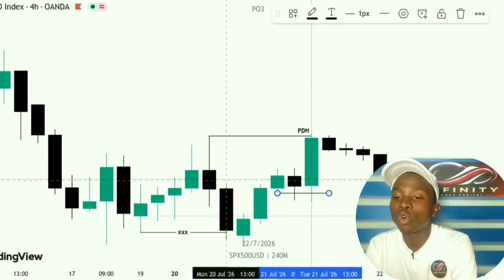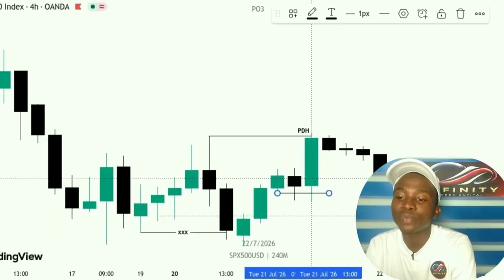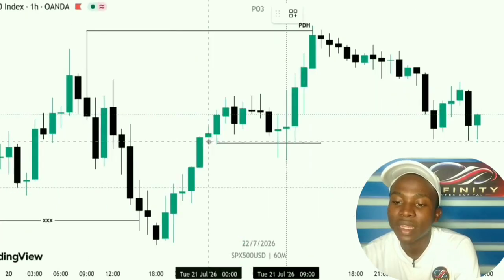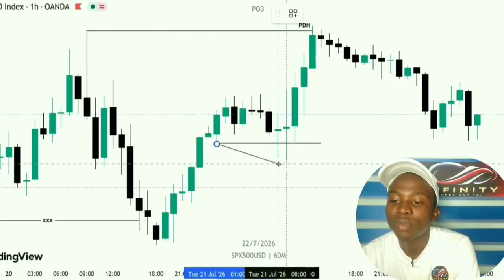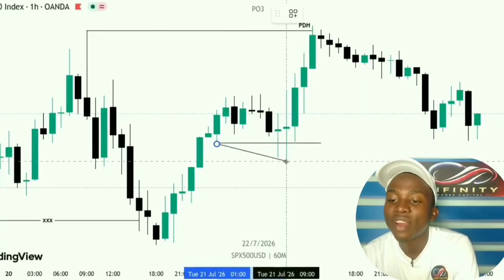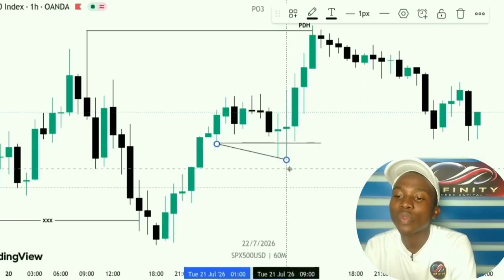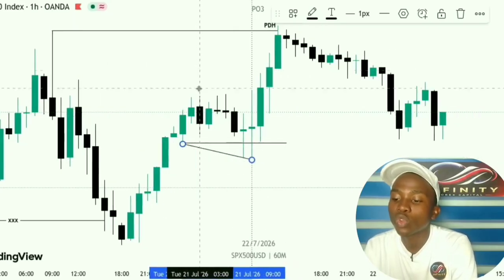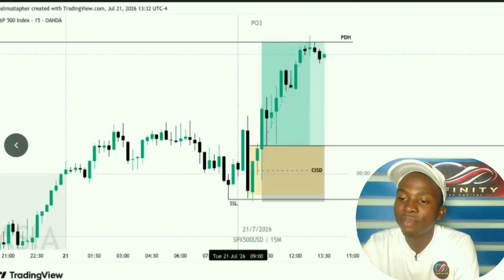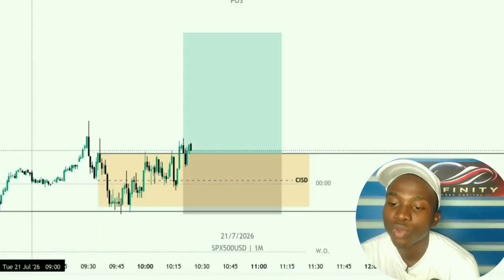On the 1 hour time frame, we got an SMT divergence, which means that Nasdaq failed to take this low, but ES took this low and they ran into the previous day low. So the trade framework was set, and we got a change in state of delivery on the 1 minute time frame here and then targeted the previous day low.